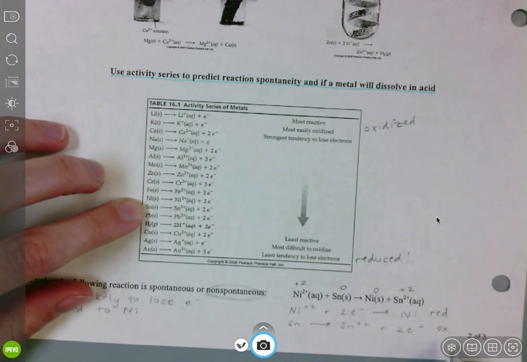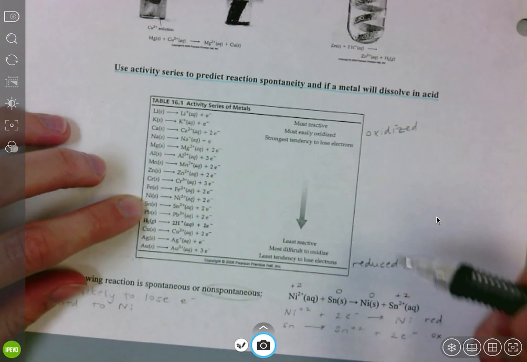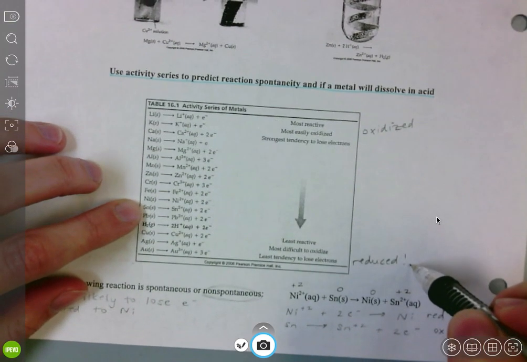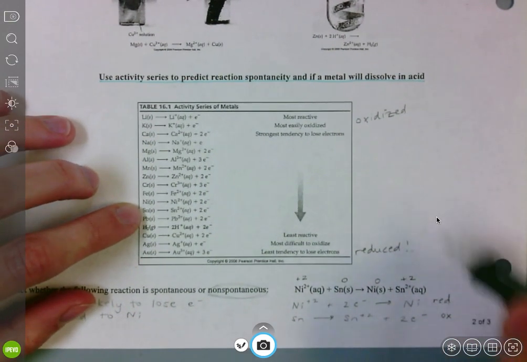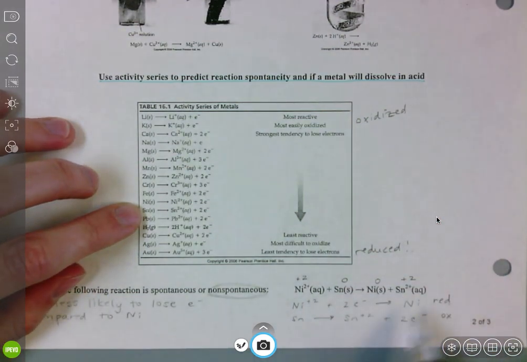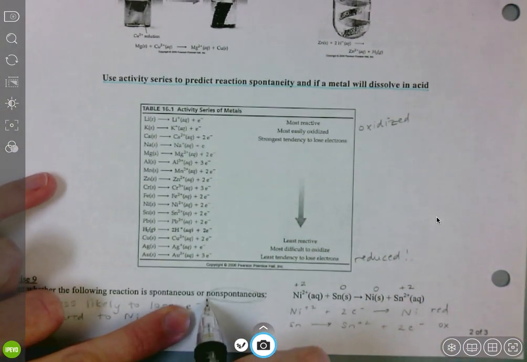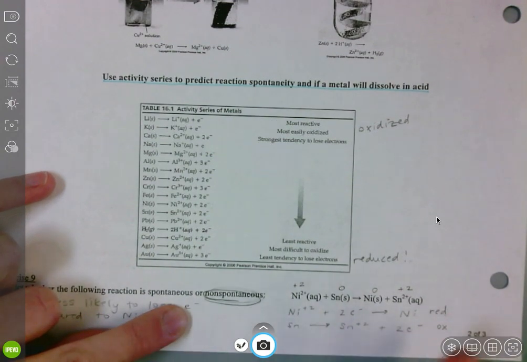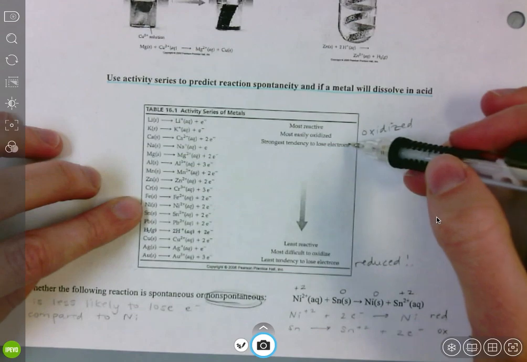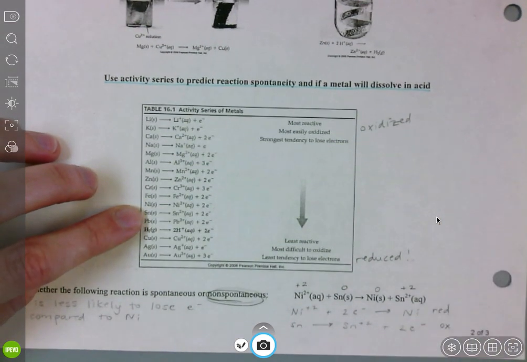But tin is being oxidized here, and it's closer to the bottom, so it actually wants to be reduced. Nickel is closer to the top, and it wants to be oxidized. So this is the opposite of what they want to do based on this activity series. So this is going to be a non-spontaneous reaction. It's the opposite of what they want to do. Nickel wants to be oxidized, and tin wants to be reduced, but they're opposite here for this problem.